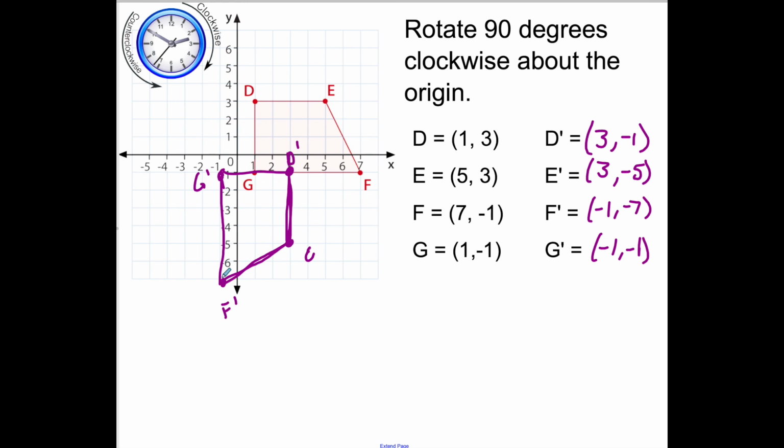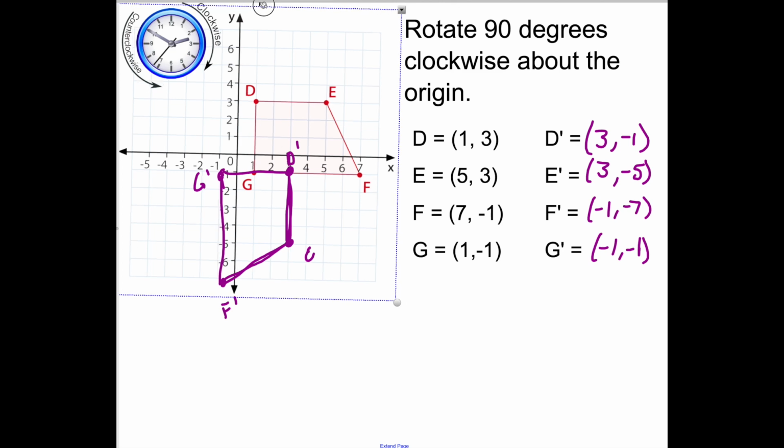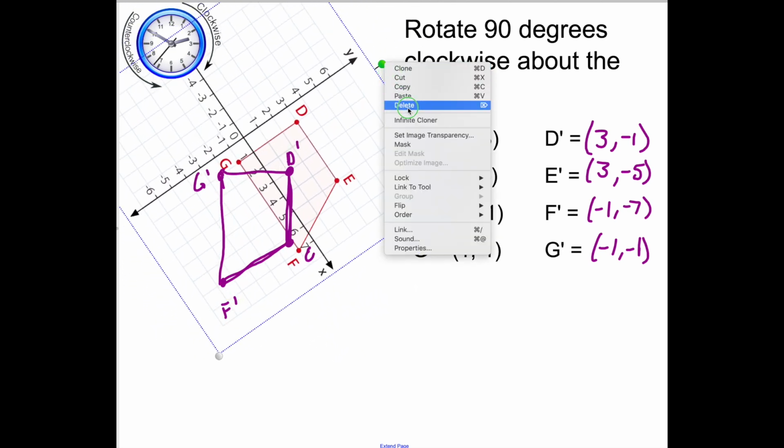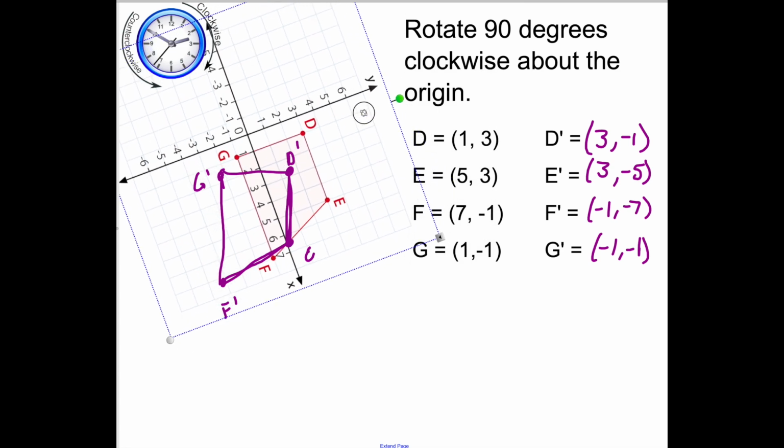So we have from 1, 3 to 3, negative 1, 5, 3 to 3, negative 5, 7, negative 1 to negative 1, negative 7, and 1, negative 1 to negative 1, negative 1. So interesting what we have going on here with the flipping of the points, right? All right, and again, I just want to show you. Let's take this line and actually turn it.